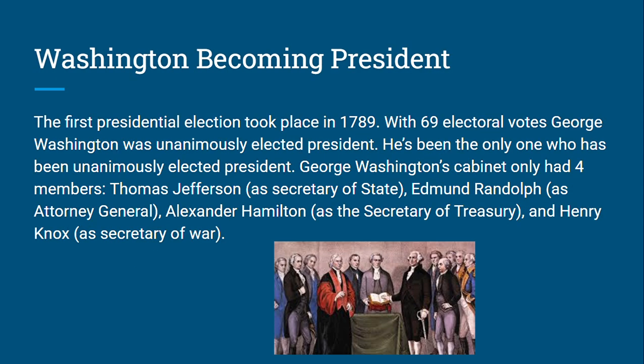Next up, we have Washington becoming president. The first presidential election took place in 1789. With 69 electoral votes, George Washington was unanimously elected president. He's been the only one who has been unanimously elected president. George Washington's cabinet only had 4 members, Secretary of State being Thomas Jefferson, Edmund Randolph as Attorney General, Alexander Hamilton as the Secretary of Treasury, and Henry Knox as Secretary of War.